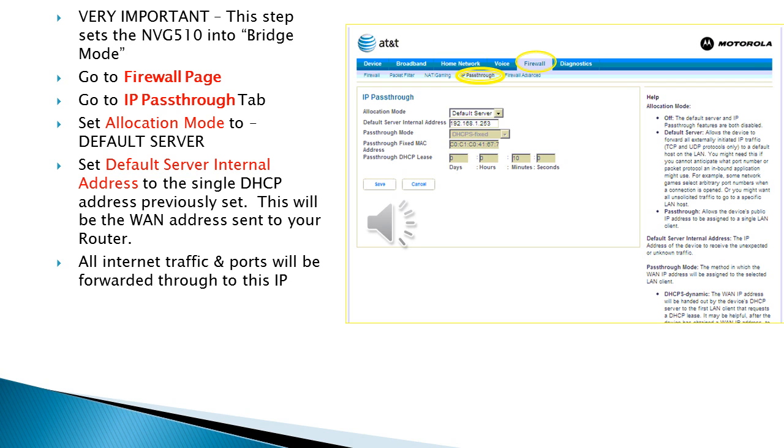This will be the address that's going to be sent to your router. All traffic and ports will be forwarded through to this IP. That means it will essentially be in bridge mode.